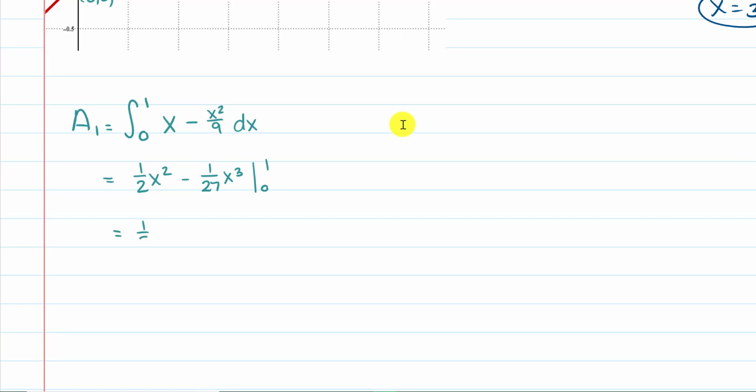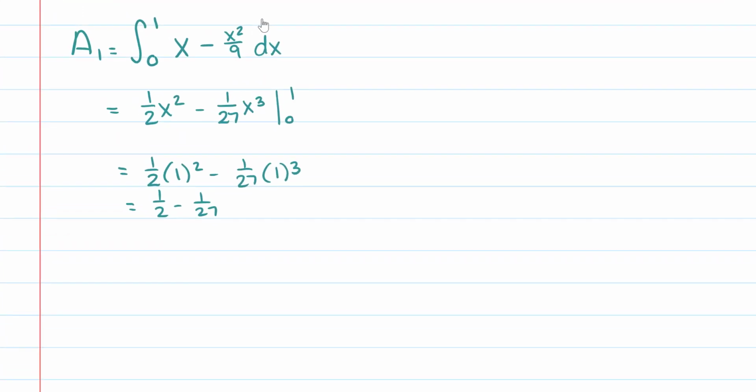So this becomes 1/2 times 1 squared minus 1 over 27, 1 cubed. And I get 1/2 minus 1 over 27. And now finding common denominators, I'm going to get 27 over 54 minus 2 over 54, which leaves me with 25 over 54.